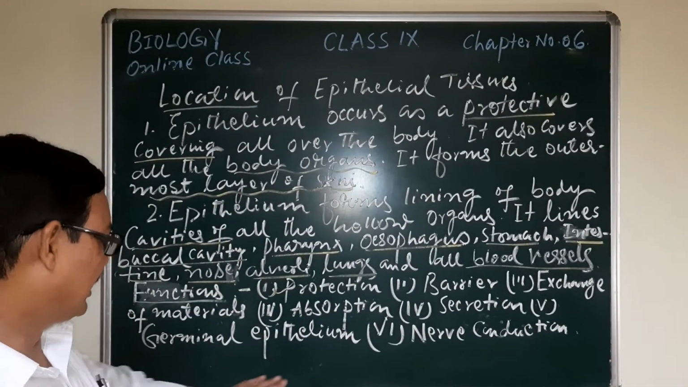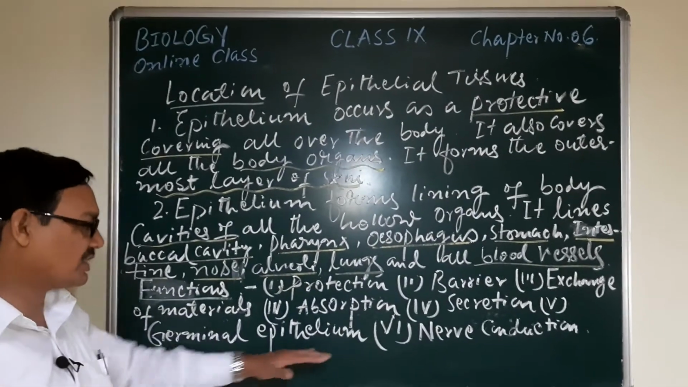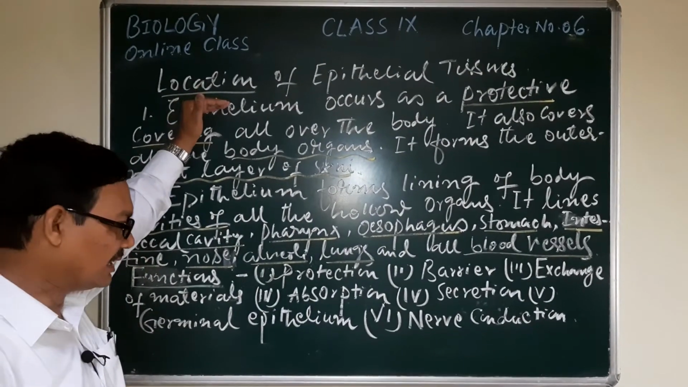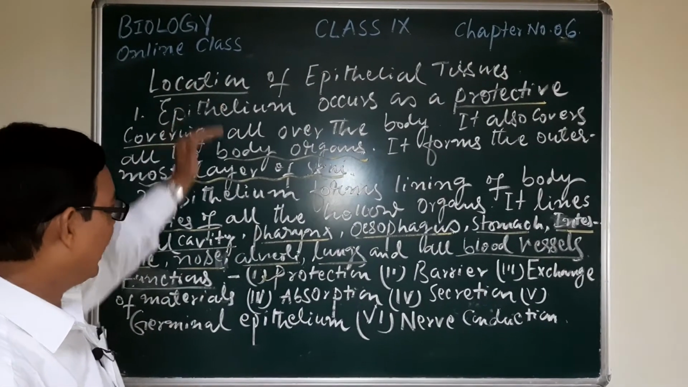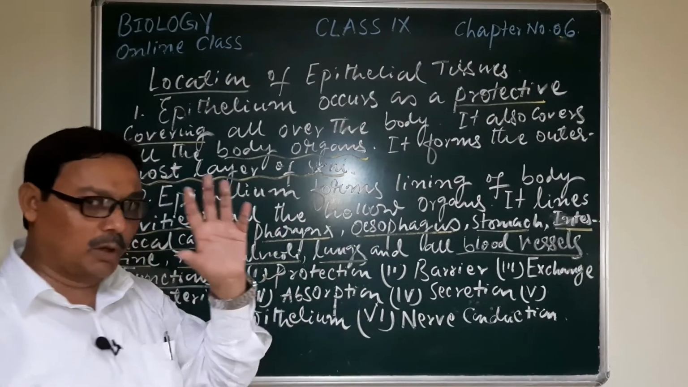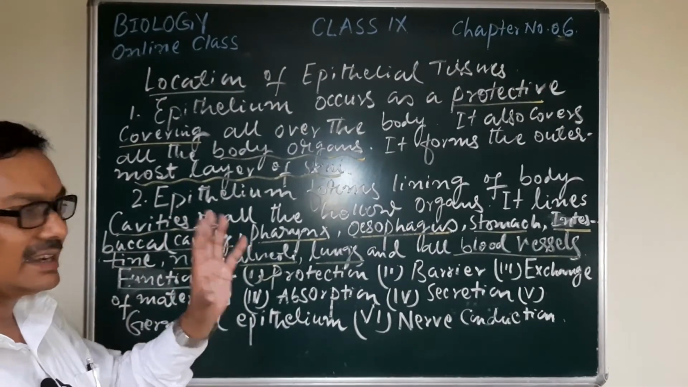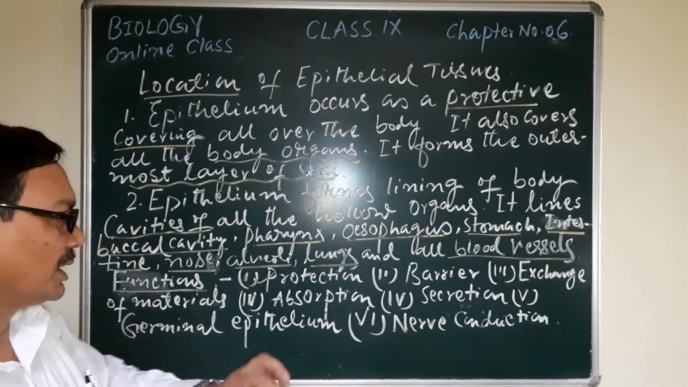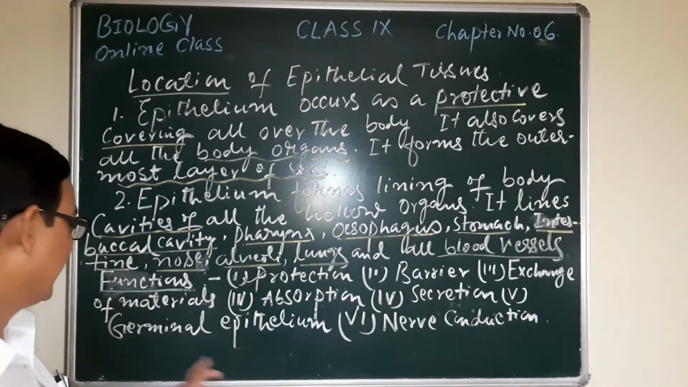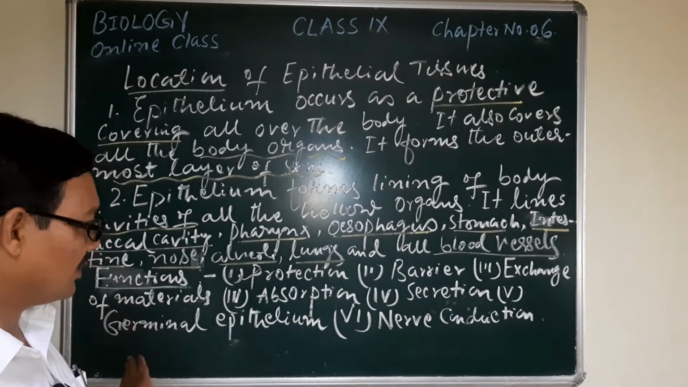And germinal epithelium: within the lining of the testes and ovaries there are epithelial cells lining them. These two important reproductive organs, the testes in the male and the ovaries in the female, produce the sperm, the male gamete, and the ova or egg, the female gamete. That's why it is also germinal in function.